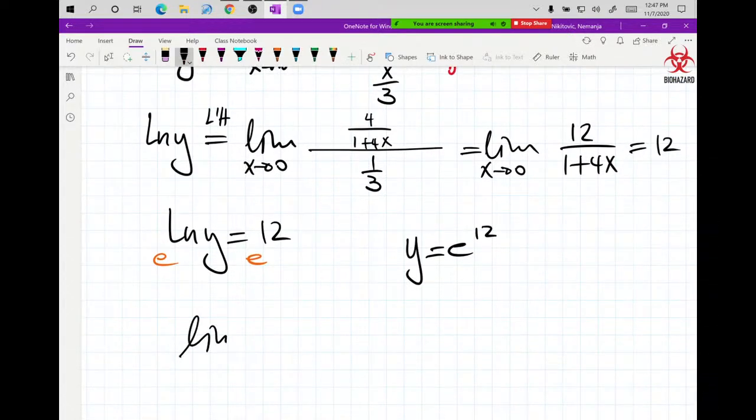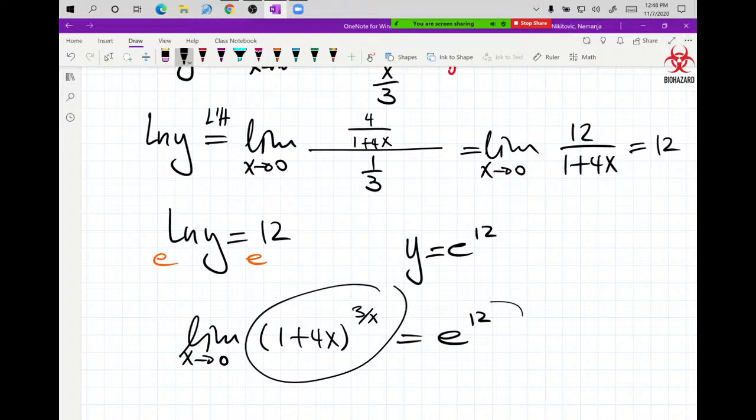So the limit, the problem that we are computing, of 1 plus 4x raised to the 3 over x is equal to e to the 12 as x goes to 0. Again, easy to verify, because all you need to do is to graph this and see if the y value is e to the 12. Now e to the 12, obviously it's large numbers, so good luck scrolling through the graph to figure things out, but it's possible.